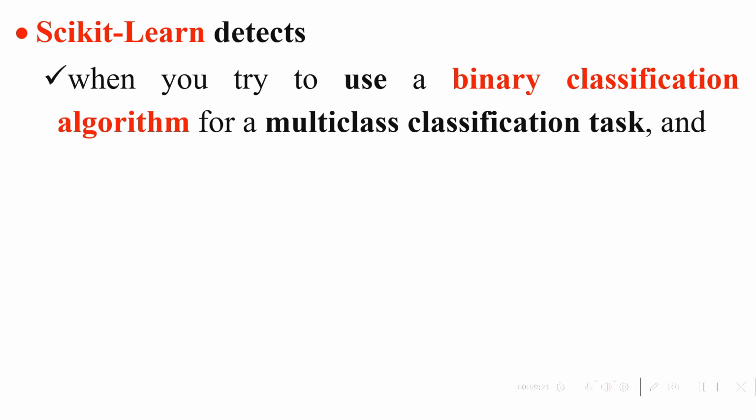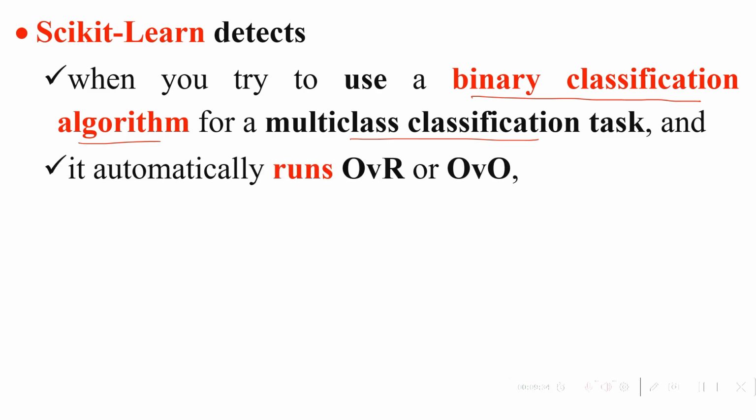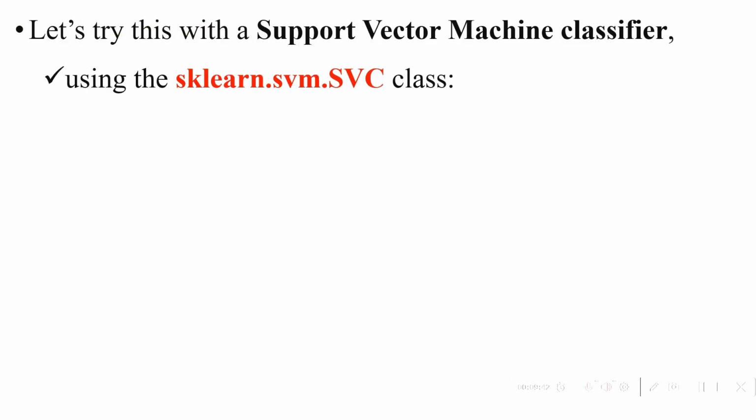Scikit-learn detects when you try to use a binary classification algorithm for a multi-class classification task. That means you are using a binary classification algorithm to perform multi-class classification. It automatically runs a one versus rest or one versus one strategy, depending on the algorithm. So we are going to use the support vector machine classifier, the sklearn.svm.SVC class.